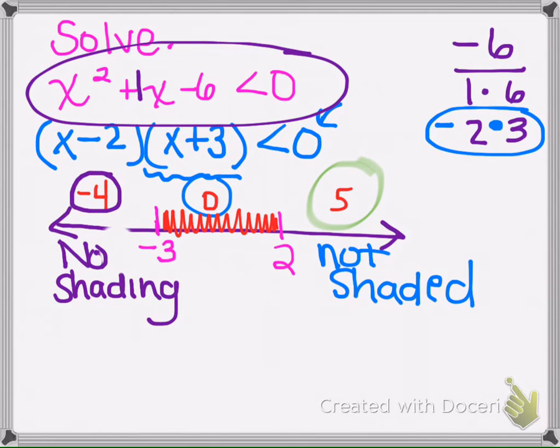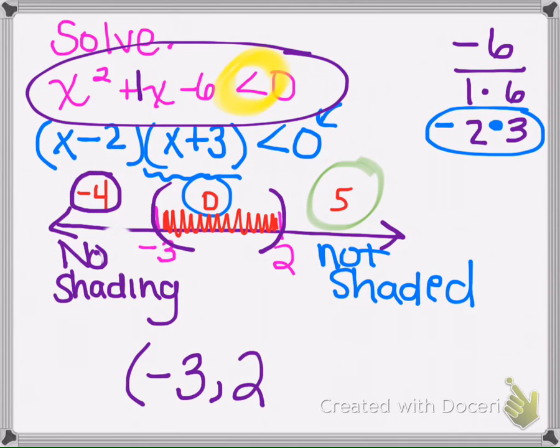Okay. Now, remember that on our boundary numbers, we need either parentheses or brackets. So since this here does not have the line underneath it, that means we're going to use parentheses here. So our answer would be, in interval notation, x is any number in between -3 and 2, but not including -3 and 2.